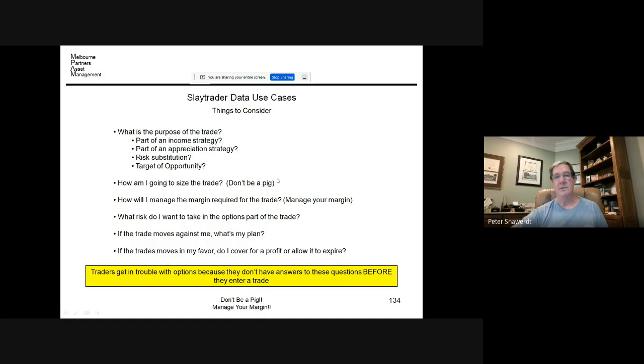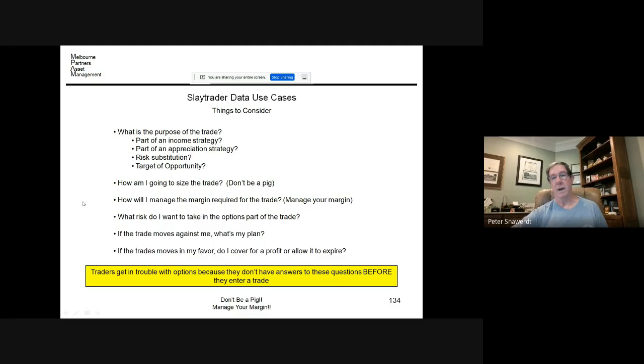How am I going to size the trade? Sizing the trade oftentimes has to do with how much money I want to make. I told you the story about the person that sells one option per week to fund their Starbucks habit. If I can make $50, I paid for my Starbucks for the week. They figured out how to size the trade. They know what they need to make. They're not being a pig.